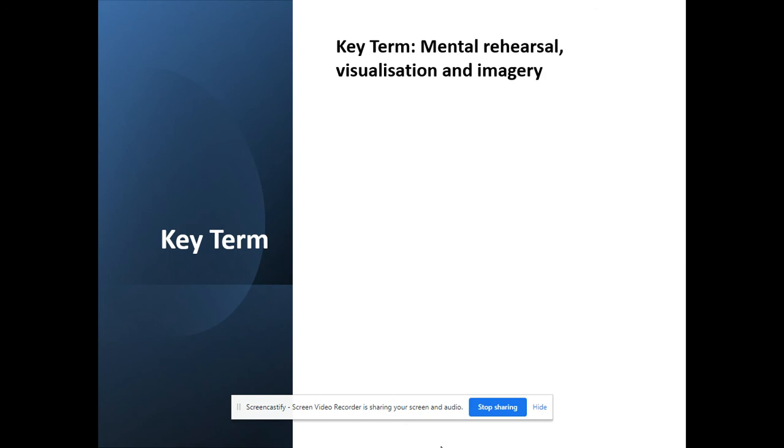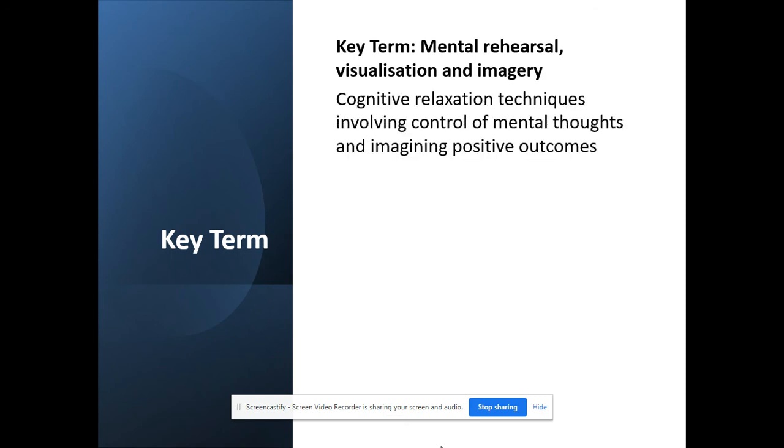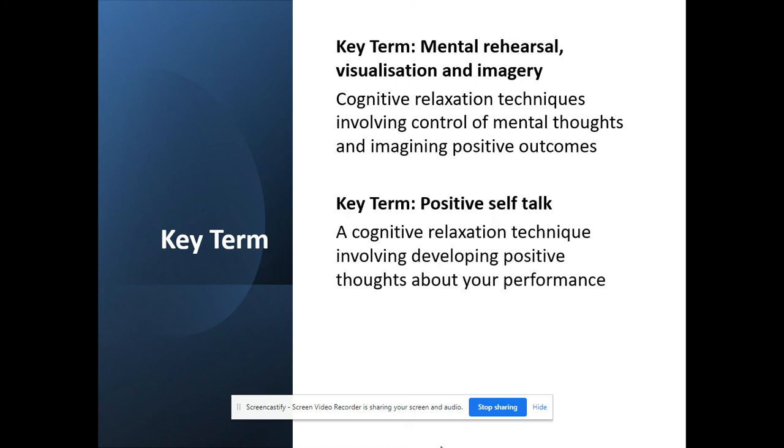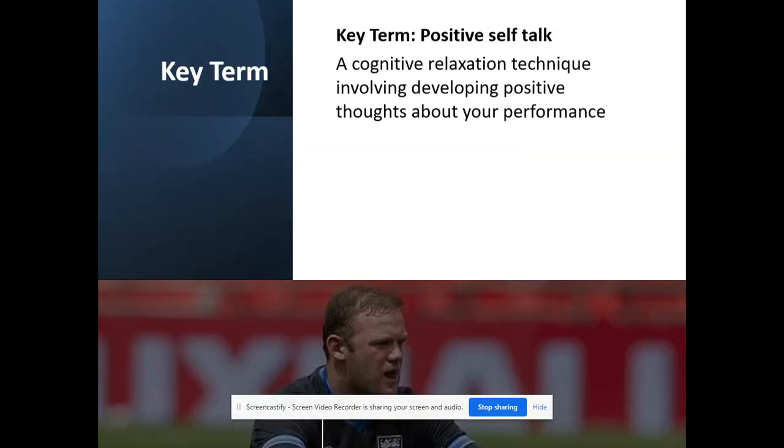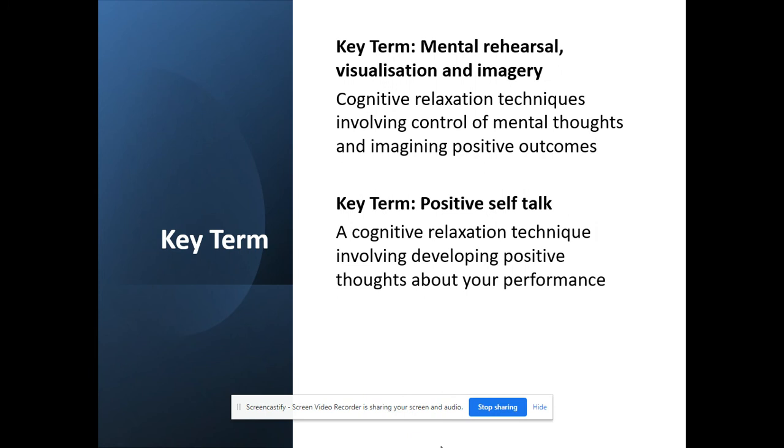Okay, so we have some key terms there for you to go through. We have mental rehearsal, visualization, and imagery: cognitive relaxation techniques involving control of mental thoughts and imagining positive outcomes. Positive self-talk: a cognitive relaxation technique involving developing positive thoughts about your performance. Okay. So when we look at those, you just need to make sure you're aware of what they are.